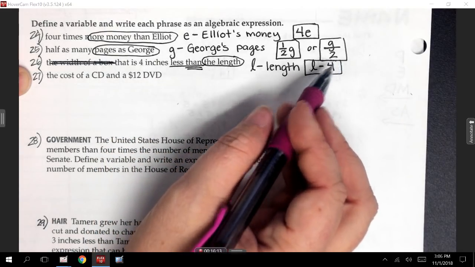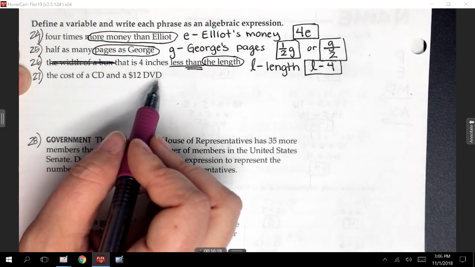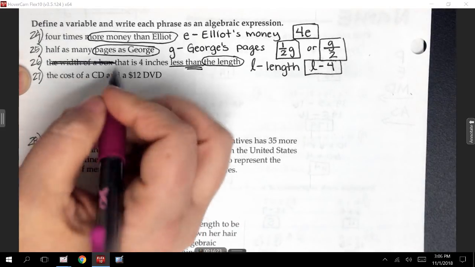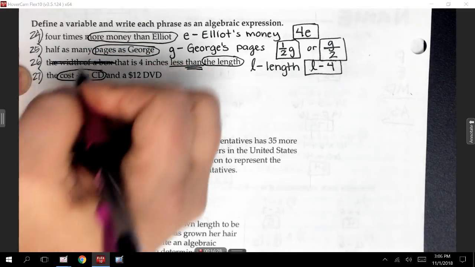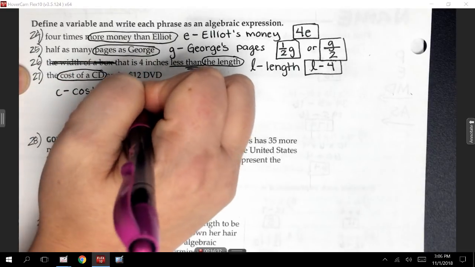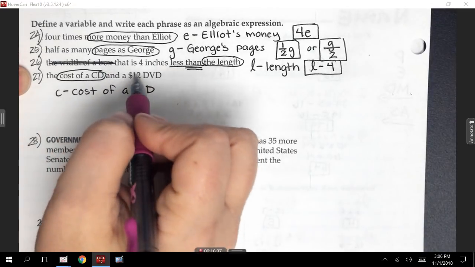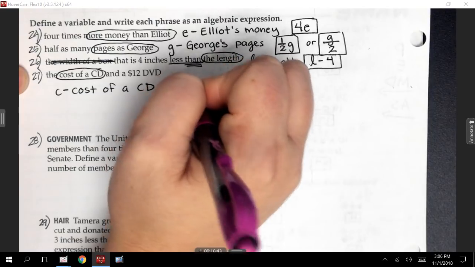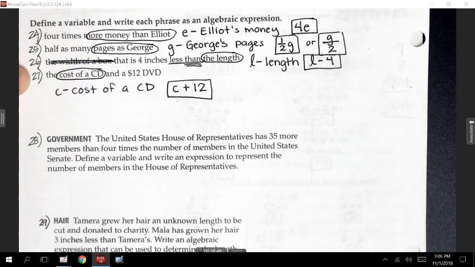All right, number 27, the cost of a CD and a $12 DVD. So I'm wanting to write something to tell me the cost. Do I know how much the CD is though? Nope, so the cost of the CD is what we want our variable to be. So I'm going to say C is cost of a CD. So I'm going to take that CD and I'm going to add it in with my $12 for the DVD. So that's going to give me C plus 12. There was no than, so we're just doing C plus 12.